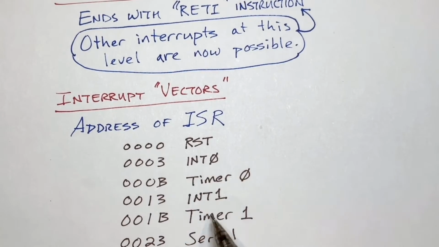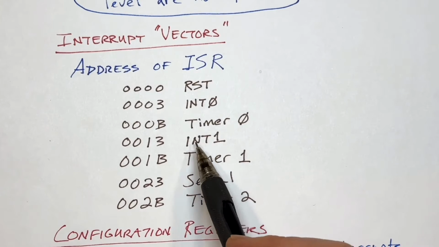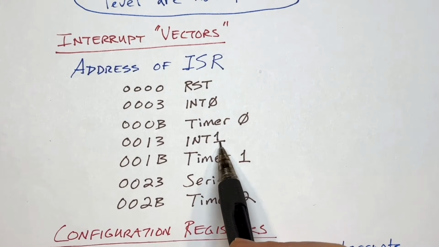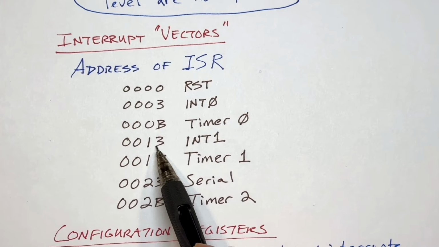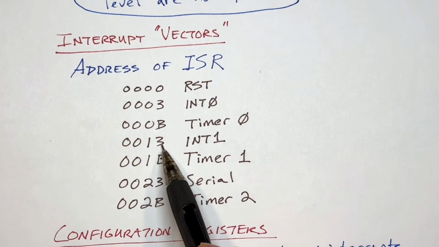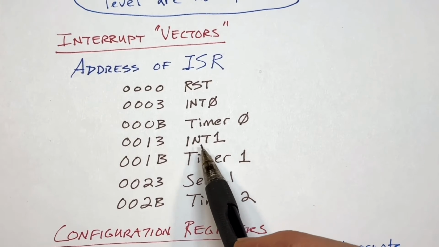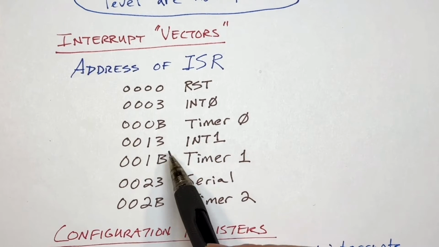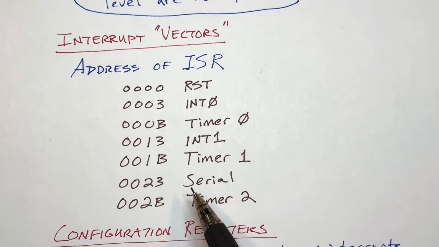And so for each of the other interrupt sources, there is another address. So for example, if there is an interrupt on the external interrupt 1 line, the program counter would be loaded with hex 13, and we would jump to that location where presumably there would be either a very short interrupt service routine or a jump to a longer routine.